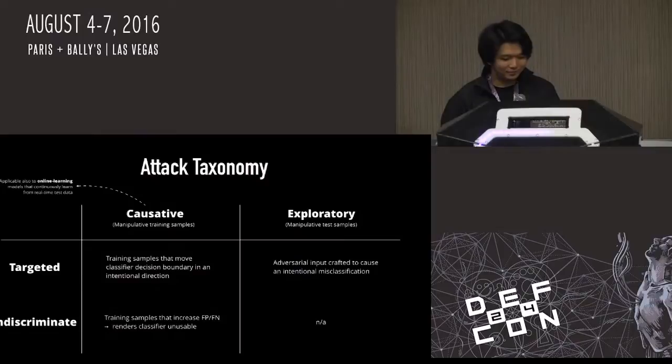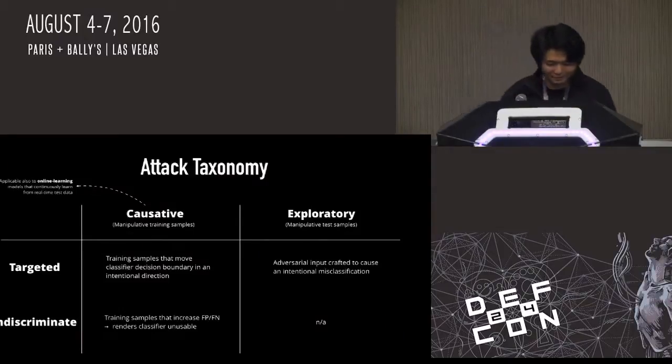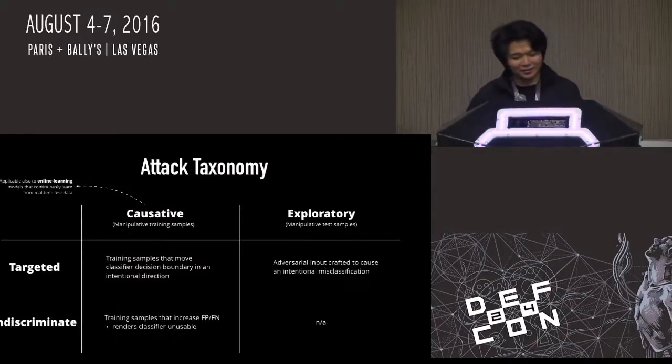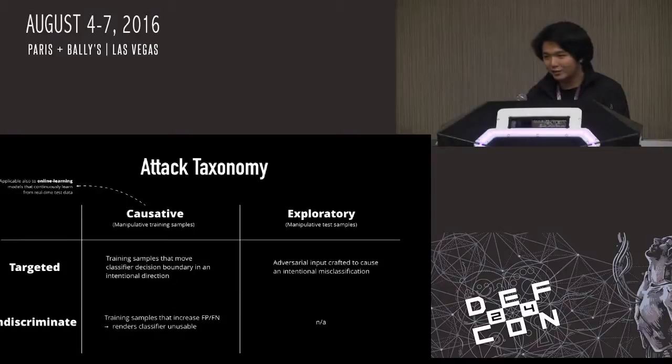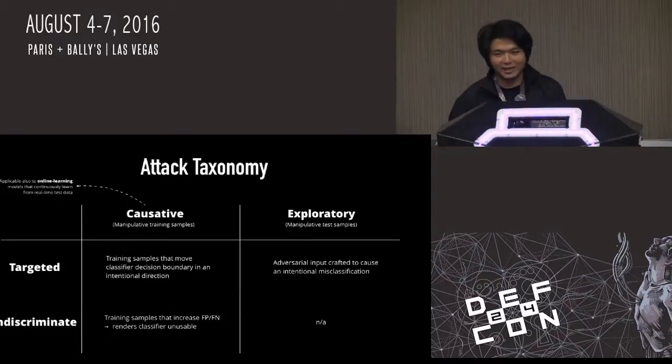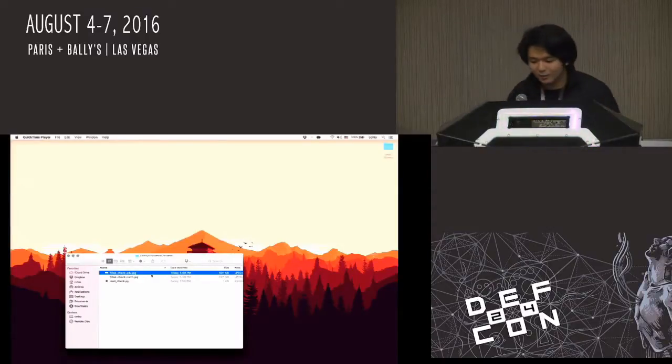So this is still, the dog keeps coming up. This is still an active research area, and that throws people off. There are also targeted and indiscriminate attacks. Targeted attacks try to move the decision boundary in a certain way to cause an intentional misclassification, while indiscriminate attacks just try to decrease the integrity of these classifiers.